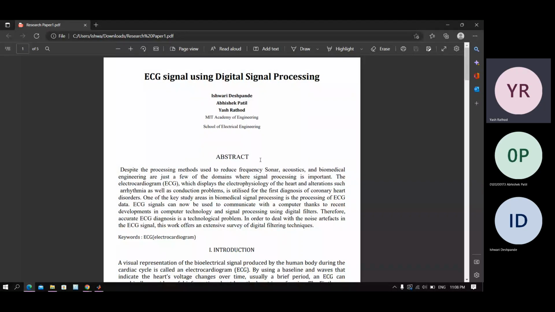Here is our research paper topic: ECG signal using digital signal processing. My groupmates are Ishwar Deshpande, Abhishek Patil, and myself. And our topic was ECG signal.